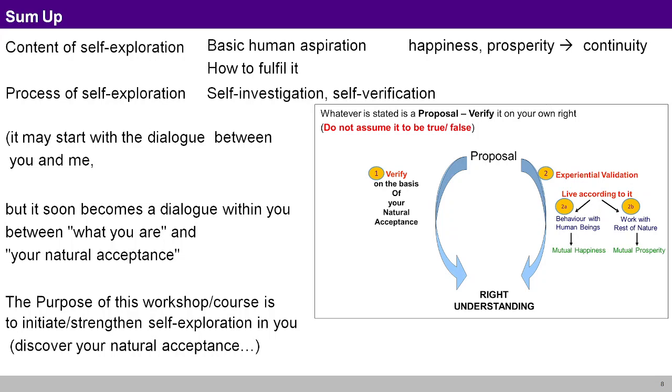So the lecture number 2, the sum up of this content of self-exploration, basic human aspiration and how to fulfill it. The basic human aspiration is happiness, prosperity in continuity. For that, self has to go for self-exploration, self-investigation and self-verification. Once you do verify, you explore again and again. It is a process. And once you get the experience, the verification is intense and it is very sharp. It may start with a dialogue between you and me, but it soon becomes a dialogue within you, between what you are and what you really want to be, or your natural acceptance. The purpose of the course is to initiate, strengthen the self-exploration in you to discover your natural acceptance.